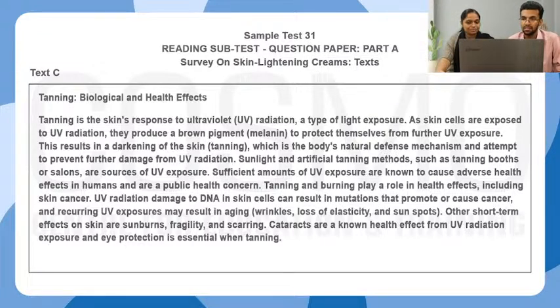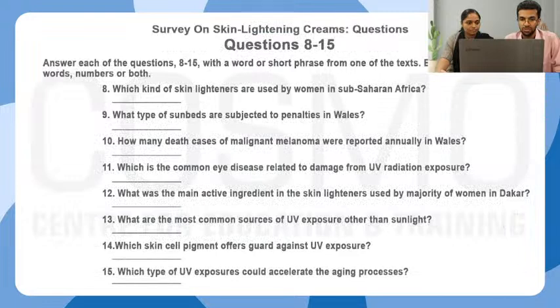So the answer is artificial tanning methods because the sentence here is sunlight and artificial tanning methods, and the question says what is the other source of UV exposure other than sunlight. Sunlight is excluded, so the remaining option is artificial tanning methods. Yes. So now let's move on to the next question.